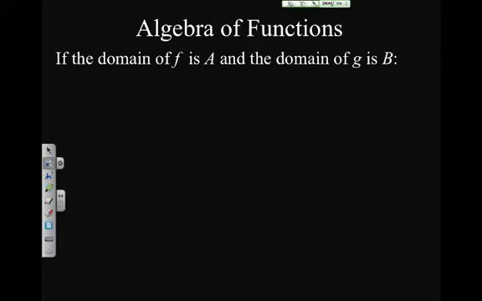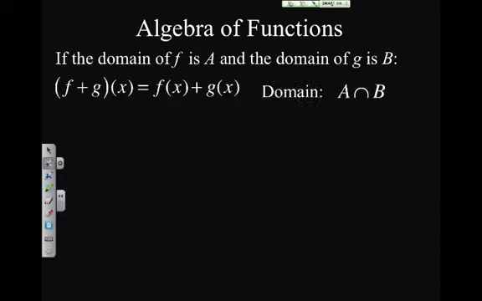If the domain of f is A and the domain of g is B, so we're given a set A, and all the values that we can put into the function f come out of A, and then we're given a set B, and all the values that we can put into the function g come out of the set B.